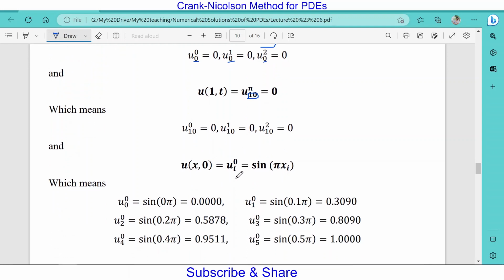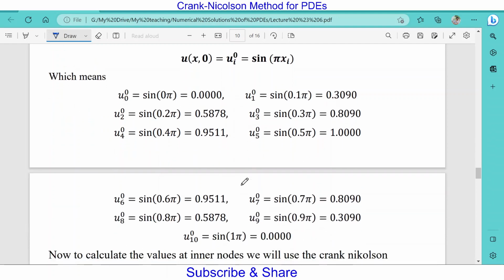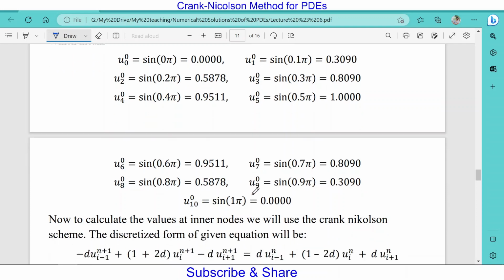u x0 is basically u i0. It will be a function of x, so it will be different for different x values, which we can compute. You can also see it from the previous videos. We use the same example for them. So these are the initial values.